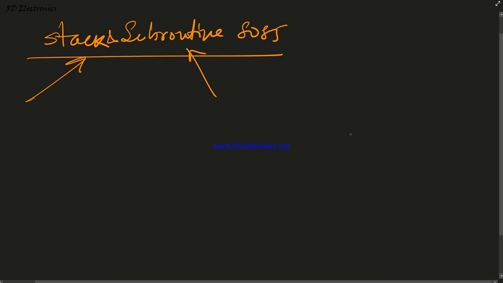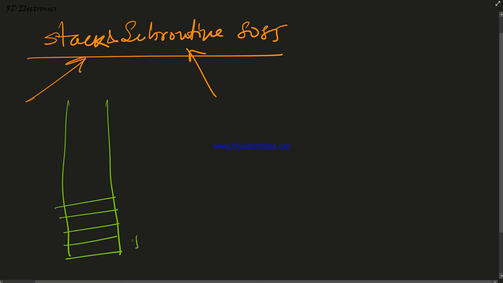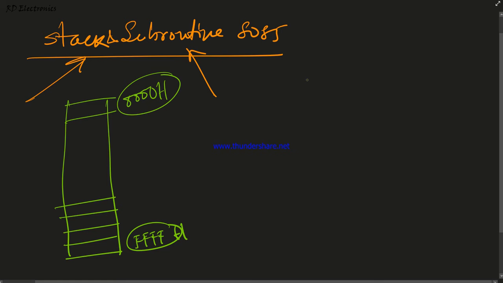Stack is a location in a read-write memory where you use the stack for temporary storage of data, and as mentioned by the programmer or the user, we can retrieve data from the stack and also store data in the stack. We consider this our read-write memory, from 00 hex to FF hex location. There are various instructions related to the stack.